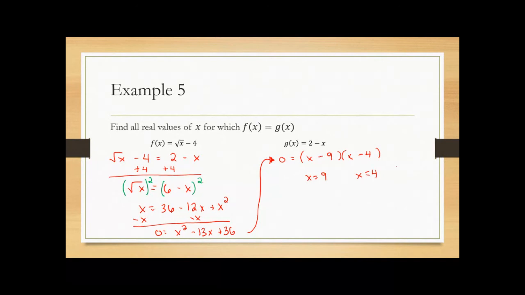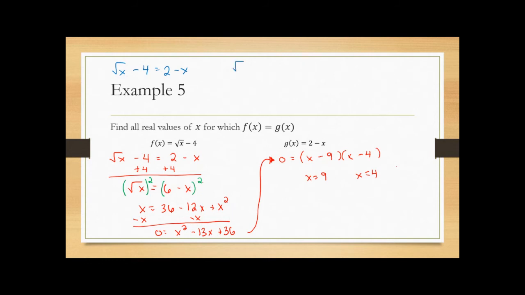So I have to check them in the original problem. I'm going to do this in a different color. And so I'm checking them in square root of x minus 4 equals 2 minus x. That's where you want to check the answer. So I'm going to plug it in.